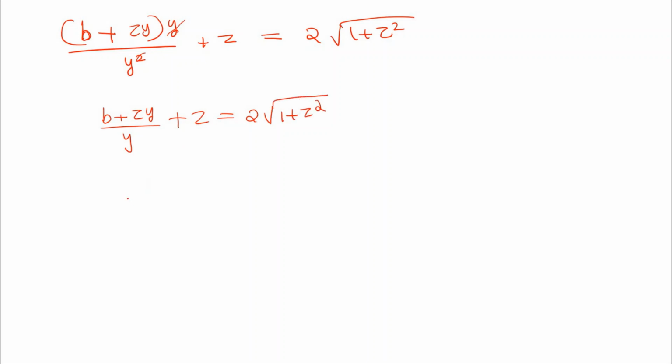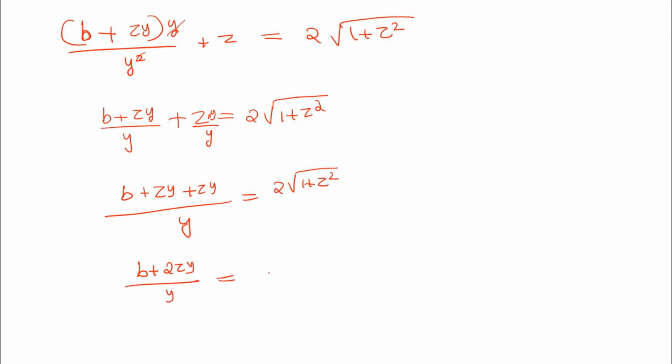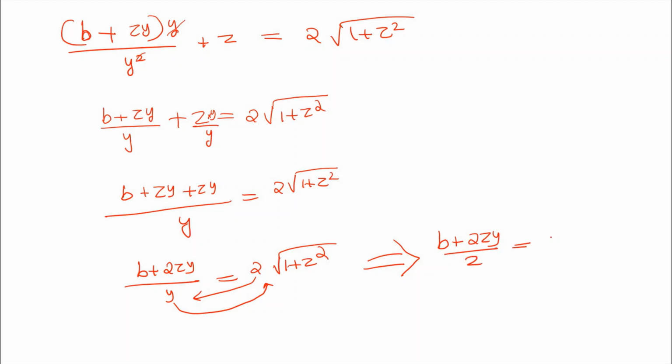And multiplying y with z here and here, you will get b plus 2zy divided by y is equal to 2 into root of 1 plus z square. Taking the 2 here and keeping the y on the other side, this equation will become b plus 2zy divided by 2 is equal to y in the root of 1 plus z square.